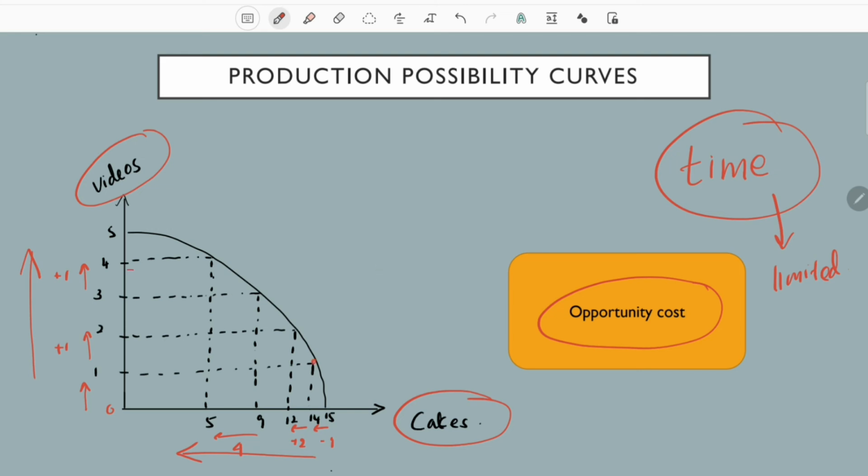So if you are at point X and you are moving to point Y, then this movement causes a sacrifice in a certain product, and that is what we call opportunity cost. And we can show the opportunity cost on the production possibility curve in this way.